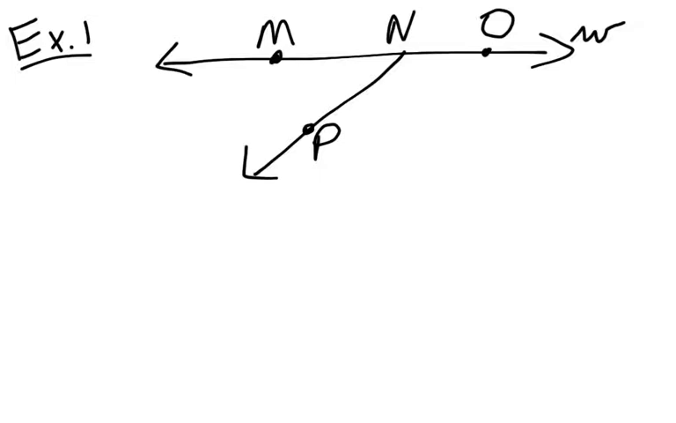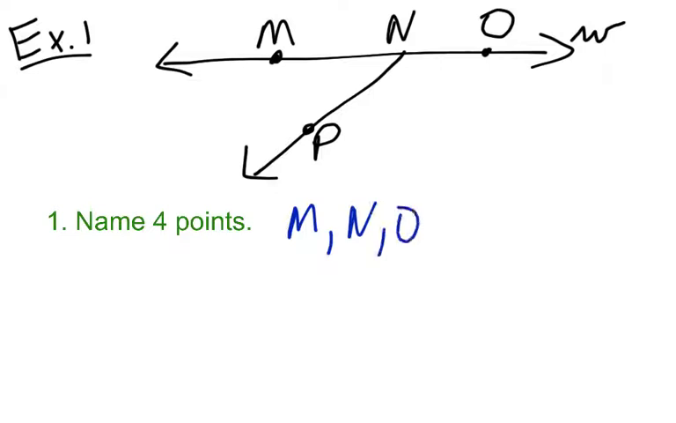And your first question is going to be to name 4 points. See if you can find the 4 points that are on our figure. If you said M, N, O, and P, you are correct. It doesn't need to be in any particular order. Those are our 4 points.